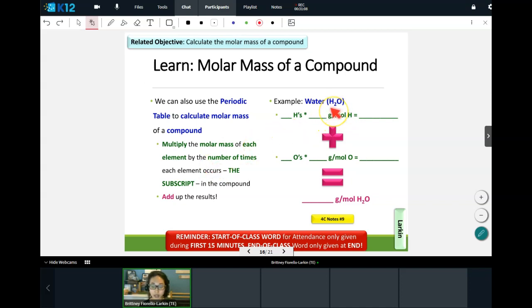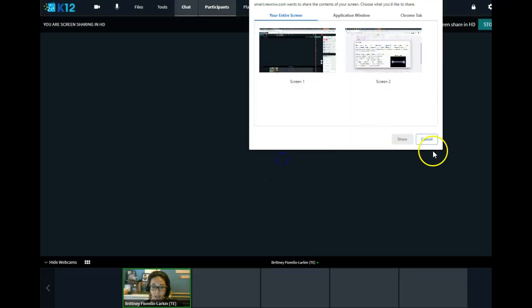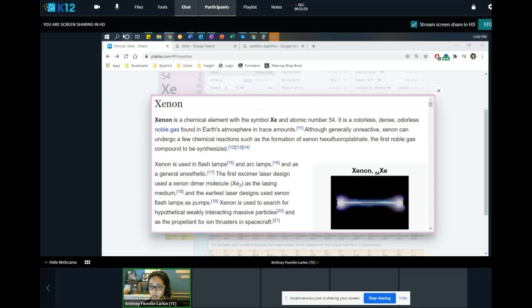Let's take a look at water because it's a lot easier to actually practice it. All right, so take a look here. How many hydrogens do you see in water? Tell me in the chat. Yeah, we should see 2. And let's go ahead and take a look at the periodic table and figure out what is the molar mass of hydrogen. I did want to show you, who asked this?